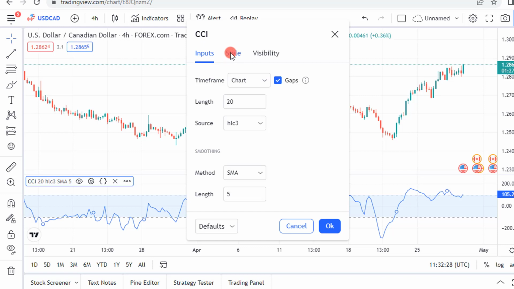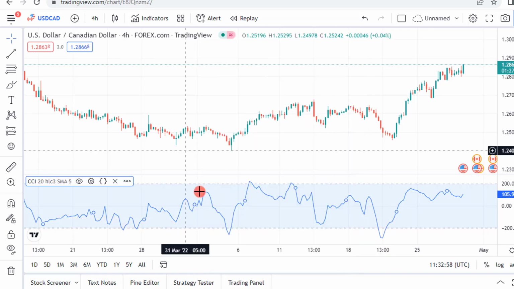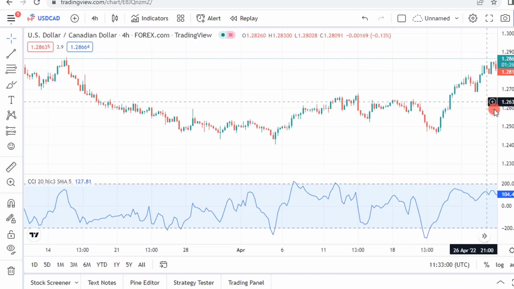Here you have to come to the style option. Here you can see there are two options. One is upper band and the other one is lower band. So here you can see one option is 100 and the other option is minus 100. So our job is to convert these two into 200. That means one will be 200 and the other one will be minus 200. That is, minus 100 will be minus 200 and 100 will be 200. So convert these two. After setting up, click on OK. Then this indicator will be set up automatically. So our work is done.